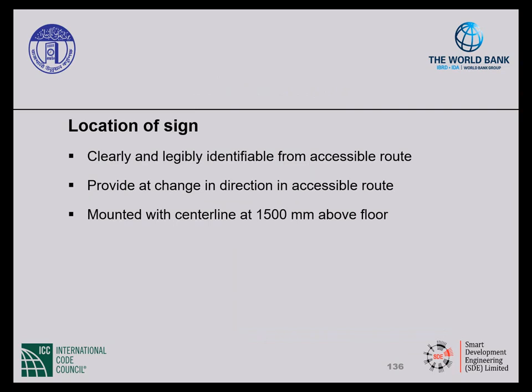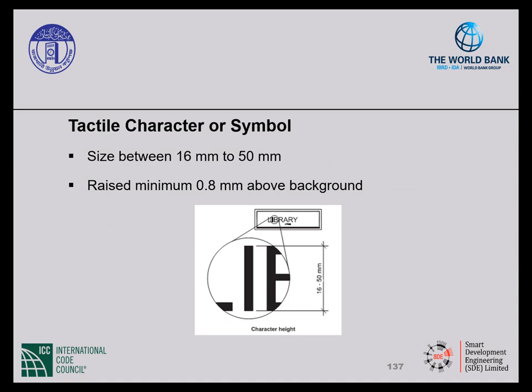The location of the sign should clearly and legibly be identifiable from the accessible route. You want to provide them at the change in direction in the accessible route, and they should be mounted with the center line of the sign 1,500 millimeters above finished floor. Tactile characters or symbols, when used on a sign, shall have a size between 16 to 50 millimeters and shall be raised at least 0.8 millimeters above the background surface. All signs shall be mounted at a height at least 1,500 millimeters above the floor level.